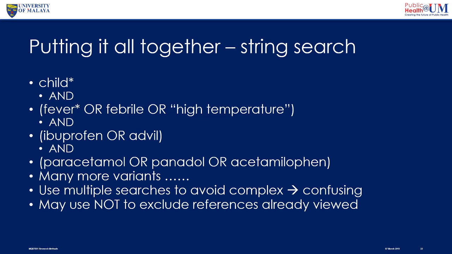Okay, putting it all together, you have child, and fever or febrile or high temperature, and ibuprofen or Advil, and paracetamol or Panadol or acetaminophen. Basically, you can choose many more variants. You can use multiple searches to avoid complexity and confusion, so you search multiple times on multiple lines. You may use NOT to exclude references already viewed, so that you can set aside the references you already found.